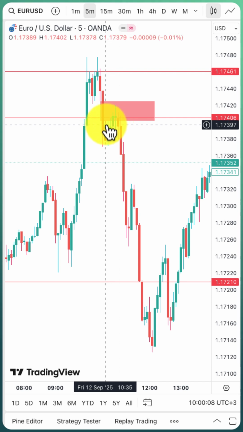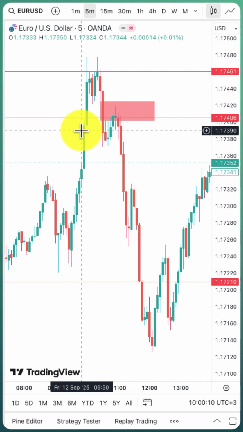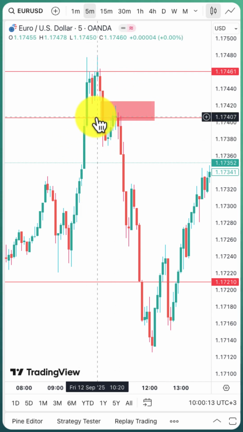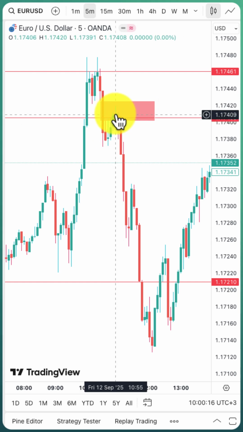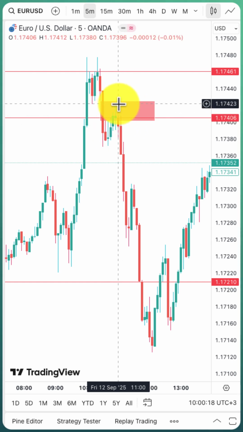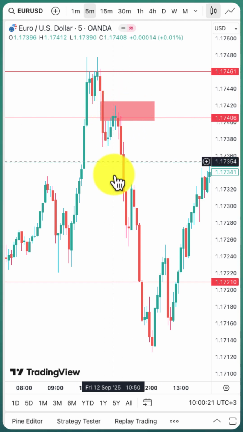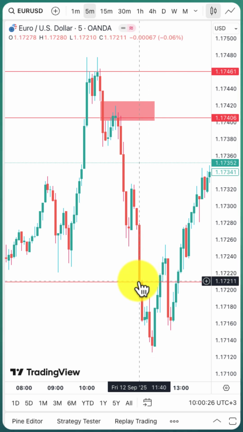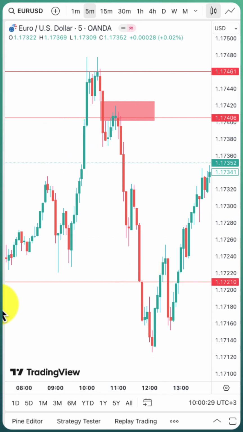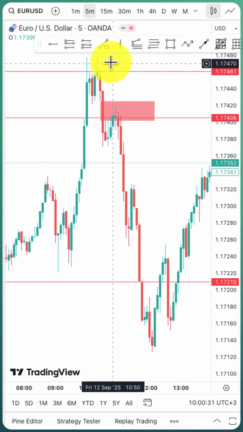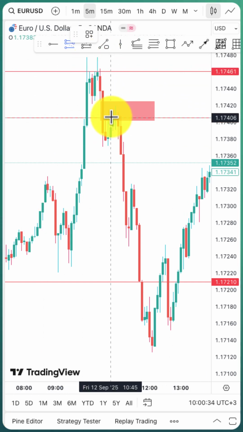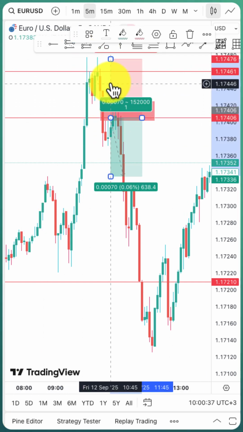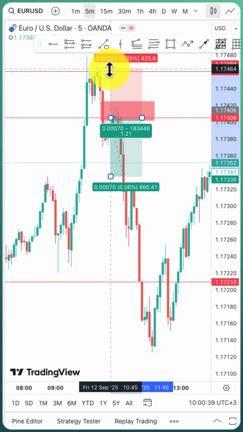Now I waited for the price to go back into the fair value gap and entered. Now my target was the low of the session, so the low of the Asian session, which was this one. So here's my sell, and this was my stop loss.